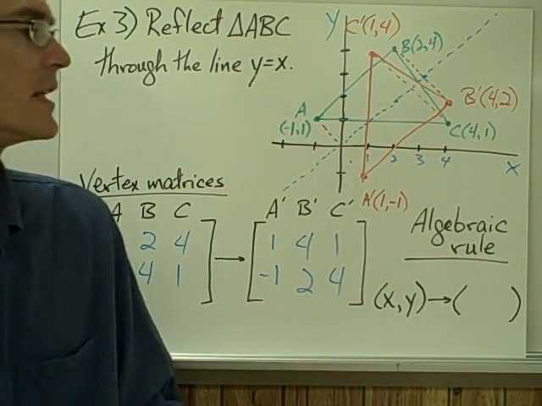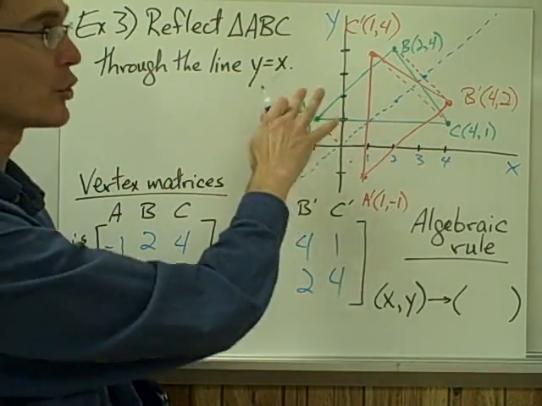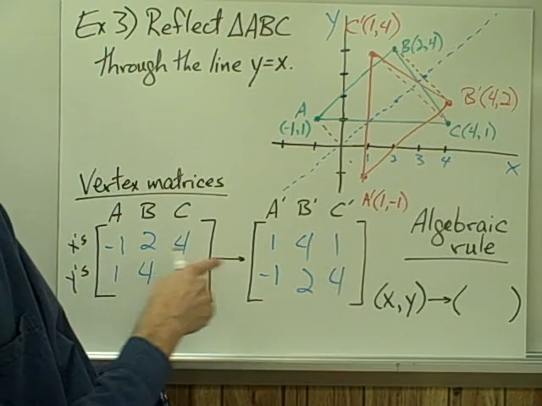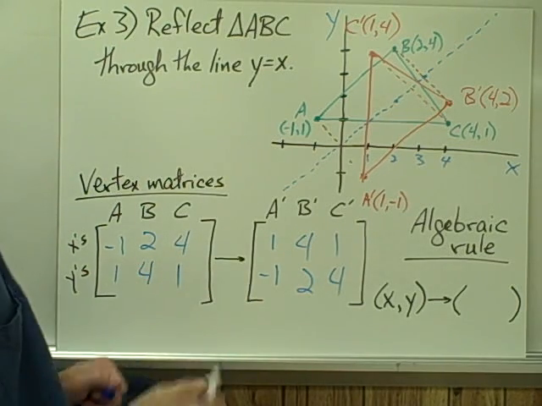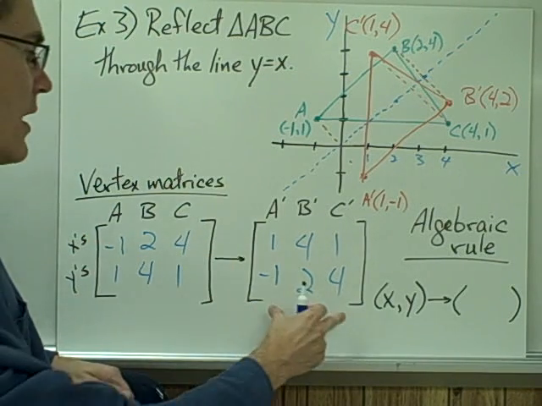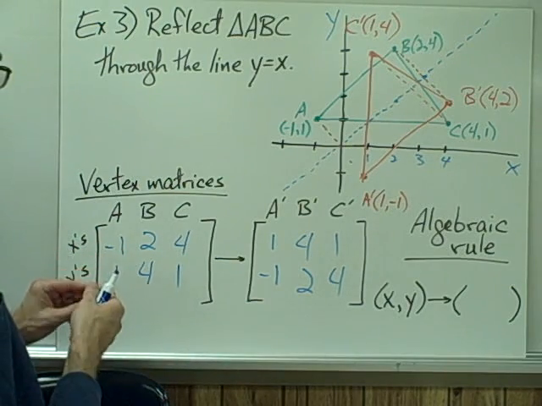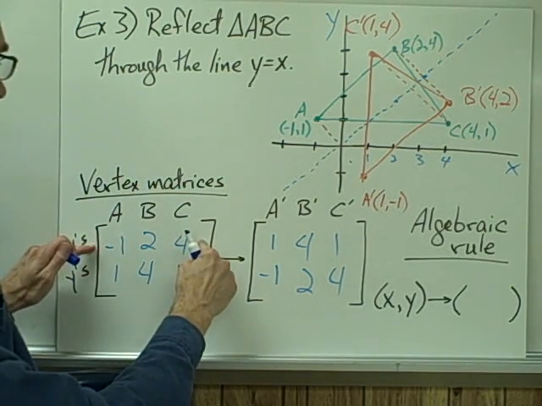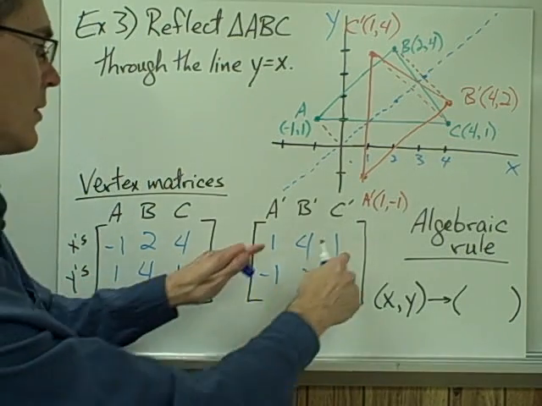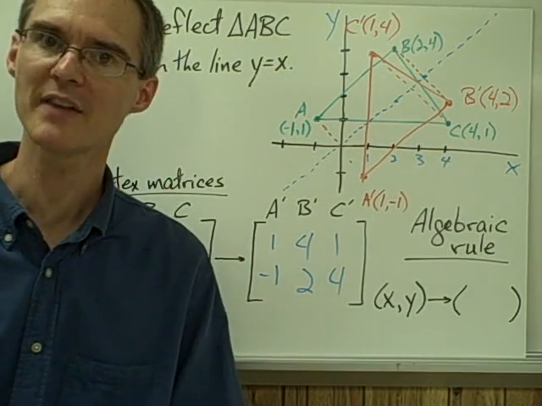Now I just need to come up with the algebraic rule that describes what I need to do to my points in order to reflect them across the line y equals x. If I look for the pattern in this case, it may be easier to look at just the vertex matrices. If this is the vertex matrix I start with, and this is the vertex matrix that I end with, you can see that all of my x values start here on the top, and they get moved down here. All my y values get moved up here. I'm essentially just swapping my x values and my y values.